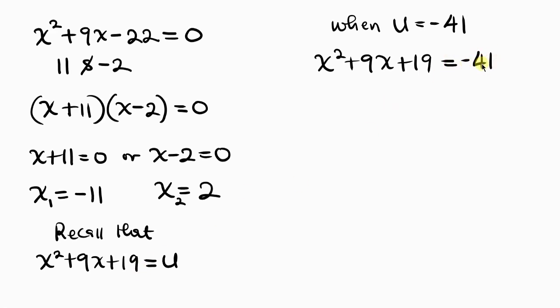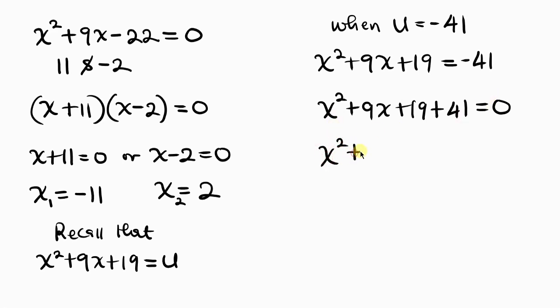Now let's move negative 41 to the left-hand side. So this gives us x squared plus 9x plus 19. As negative 41 crosses to the left, it becomes plus 41. And this is equal to 0. So this becomes x squared plus 9x. Now 19 plus 41 is actually 60. And this is equal to 0.